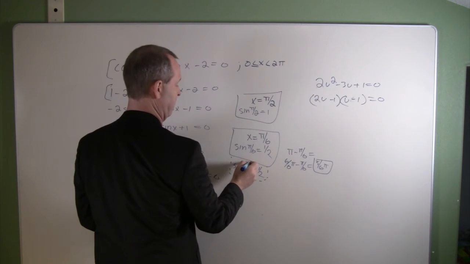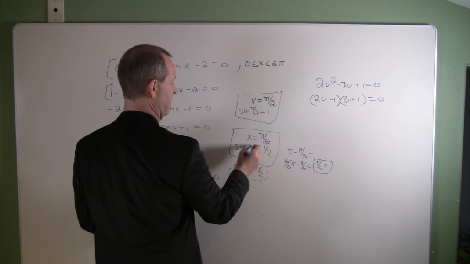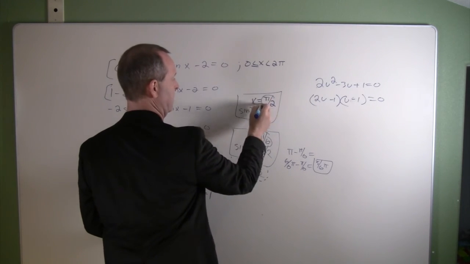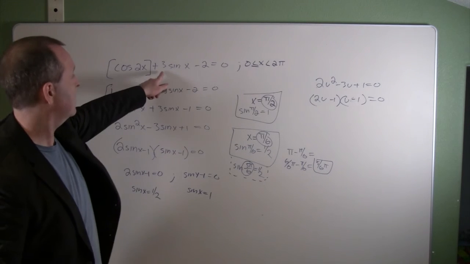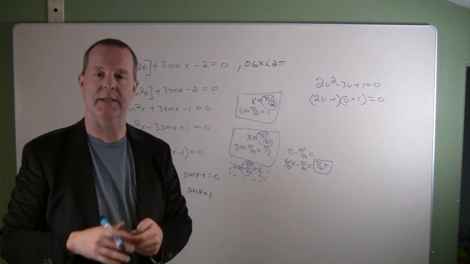So I have 5/6 pi is a solution, pi 6 is a solution, pi halves is a solution. So those are my 3 solutions to this equation that fit within that particular range.